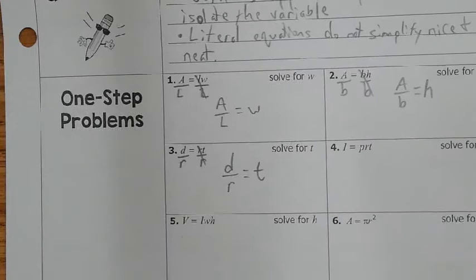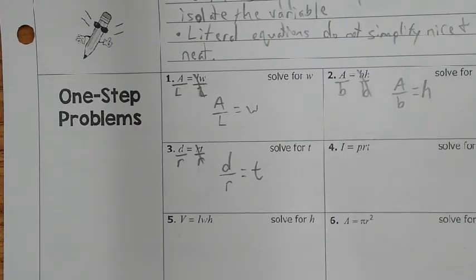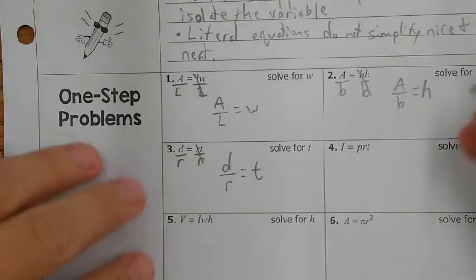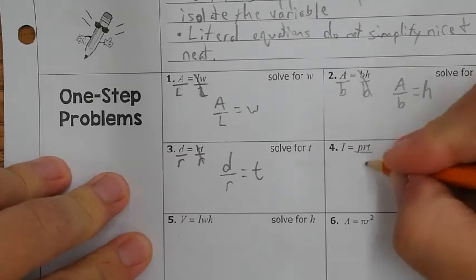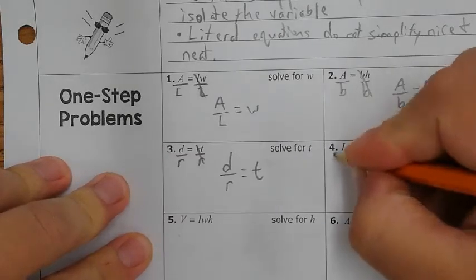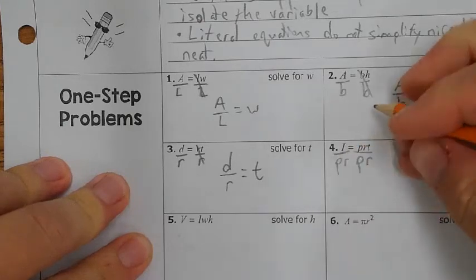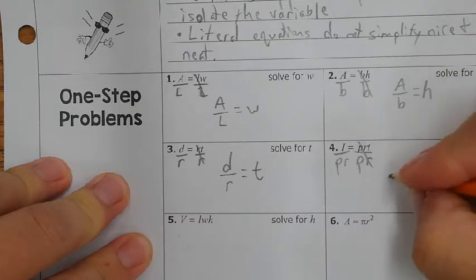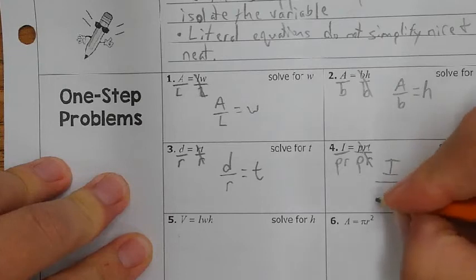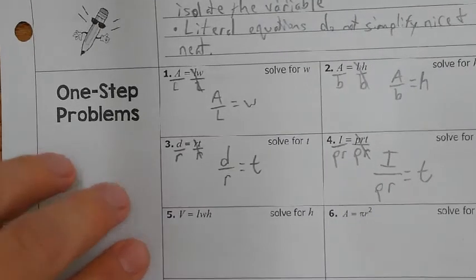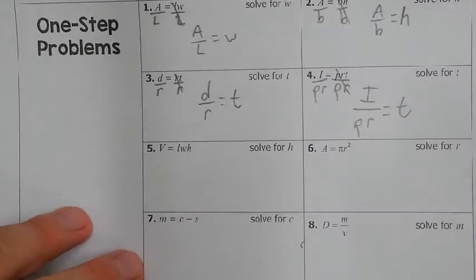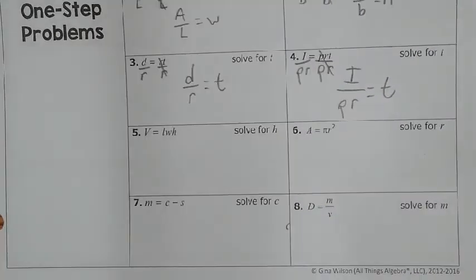Okay, now number 4 looks just a little bit different. We're solving for T. So what do we need to get rid of? PR. Those are both timesing. So what's the opposite of timesing? Divide. So we're going to divide by PR. What's cool about this is you can actually do more than one variable at once. So your final answer would be I over PR equals T. See, it looks pretty wild, but it's really not that bad if you use that brain that you have.